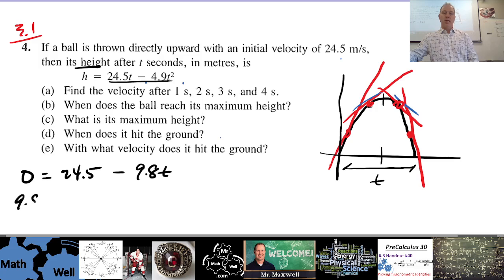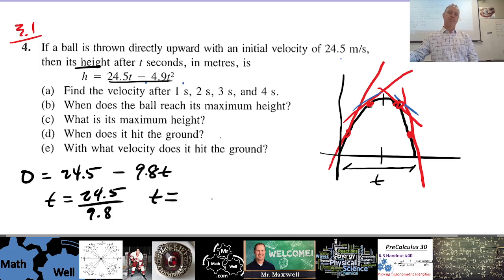So again, 9.8 t equals 24.5, divided by 9.8. Okay. And so what is that? T equals 2.5. Confirmed? Yep. Okay, so that's seconds. So 2.5 seconds, that fits with what we guessed before. But this is how you do it. You let the derivative equal zero, and that's where you will get a zero slope tangent line, which represents this maximum point.